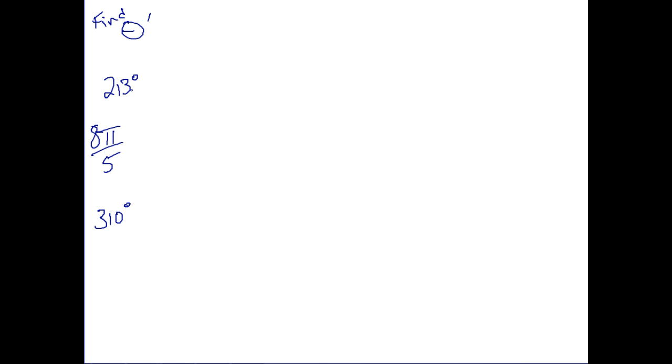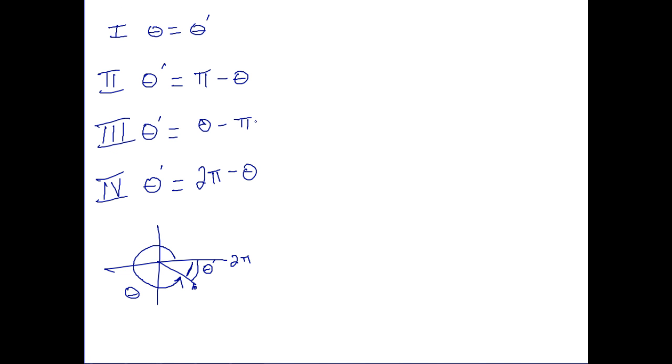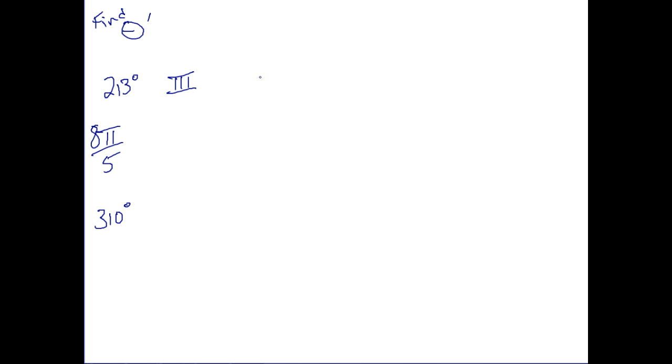So we have to identify what quadrant we are in. Well, 213, where does that fall? That's bigger than 180 and less than 270, so that gives us the third quadrant. What do we do with the third quadrant? We take the angle minus pi, which in this case, since it's degrees, means 213 minus 180. When we do that, we get 33 degrees as our reference angle.